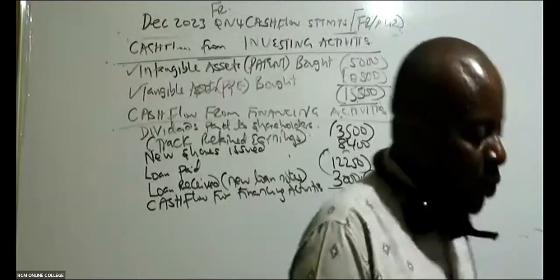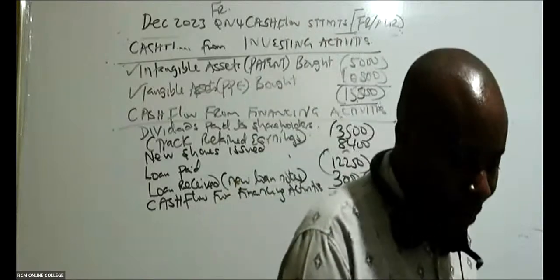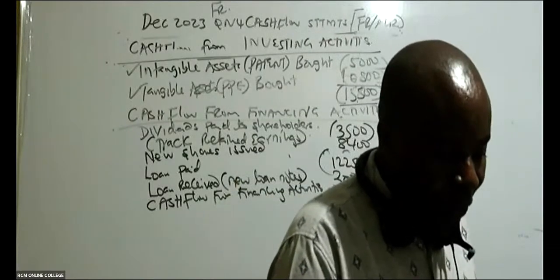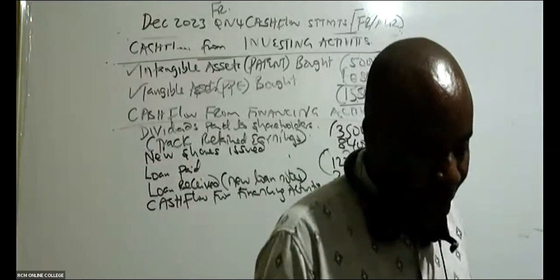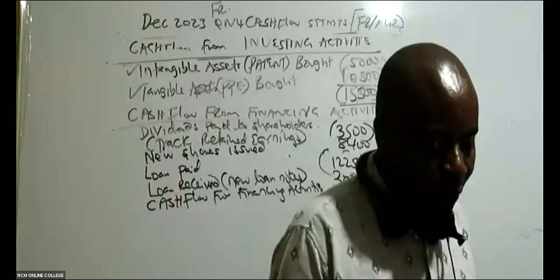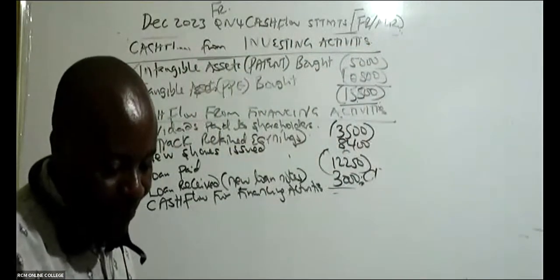We have dividends paid to shareholders. Dividends paid to shareholders is minus 3,500. Then we have in this case here 3,000 as a positive. And then repayment of long-term loan, 12,250, is supposed to be negative.